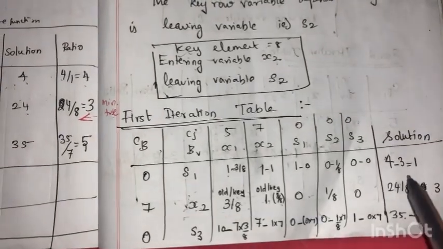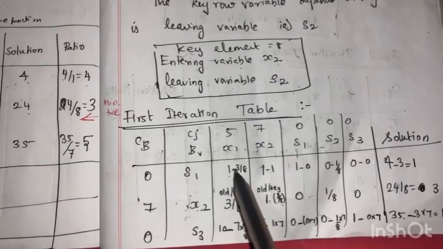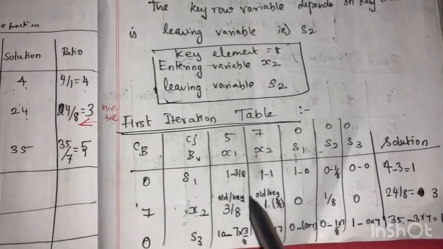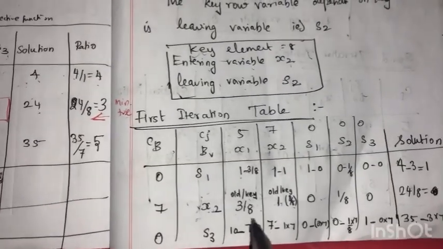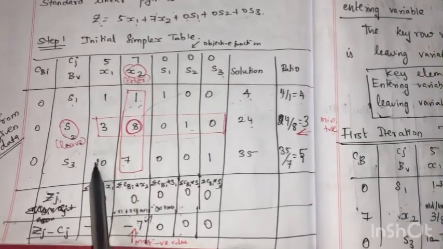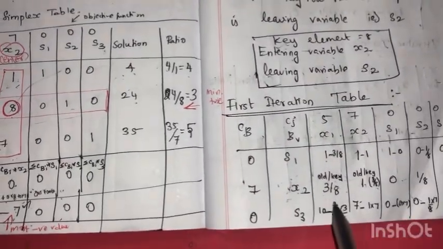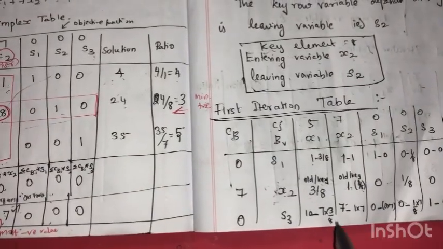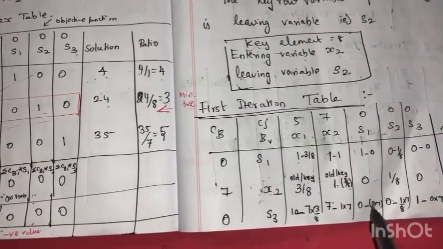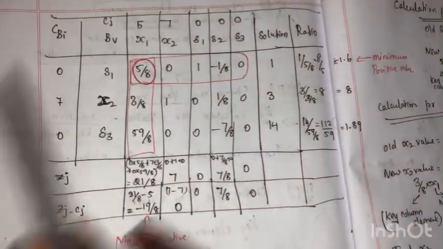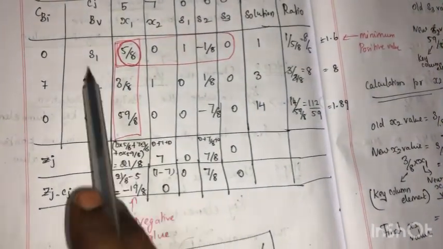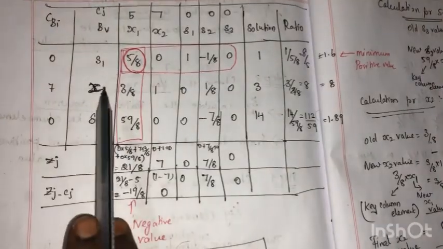So this s1 value is nothing but the old value of s1 minus the new value of x2. We found it from here. Likewise for s3, the old value here is 10 minus the new value, 3 by 8, 7 minus 1 into 7. By this you can find the same. After solving these, you get the values like this for s1, x2 and x3. So 5 by 8.